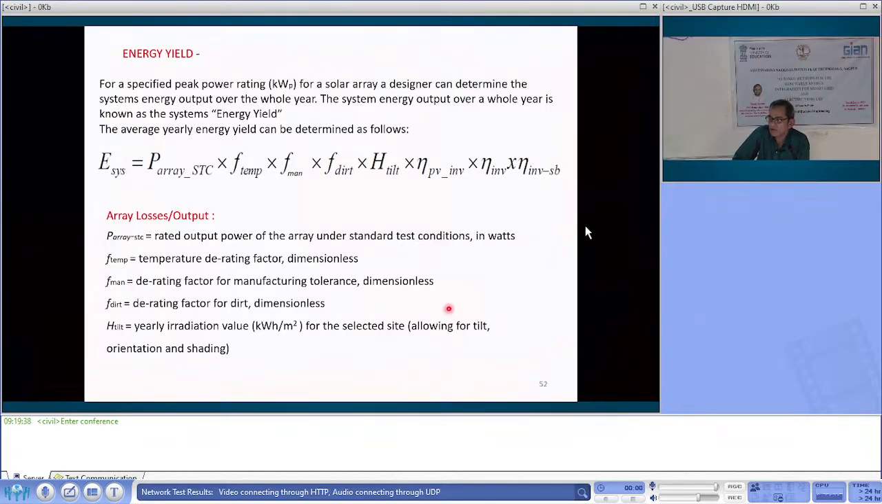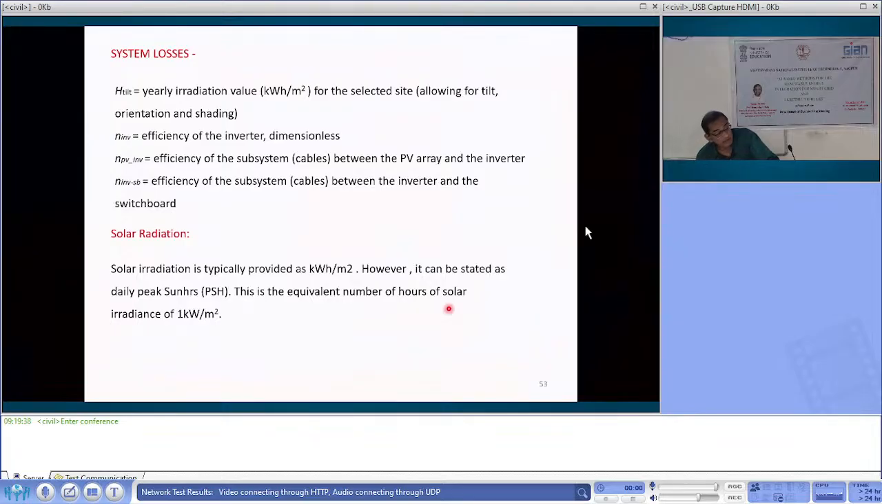Okay, so how to bring the dynamic conditions of the source into the simulation. Then the temperature derating factor, derating factor for manufacturing tolerance, due to dirt, yearly irradiation value and other factors: efficiency of the inverter, efficiency of the subsystem, efficiency of the cable between the inverter and switchboard.